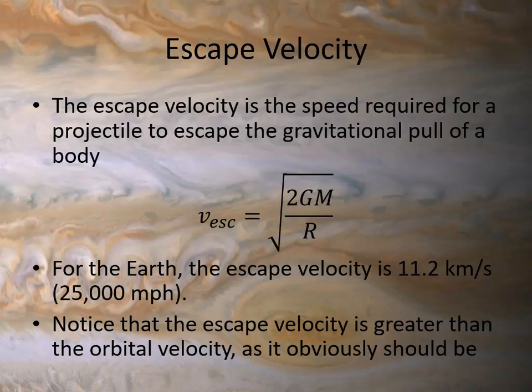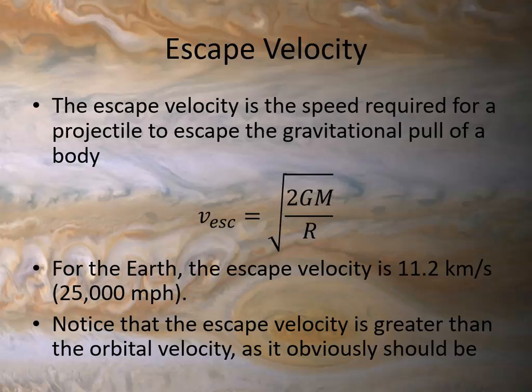Now, escape velocity. The formula for escape velocity can be derived from conservation of energy, but long story short, it's equal to the orbital velocity times the square root of 2. So in order to escape from Earth, something needs to travel at 11.2 kilometers per second. If I throw a baseball at 11.2 kilometers per second, it's never going to come back.